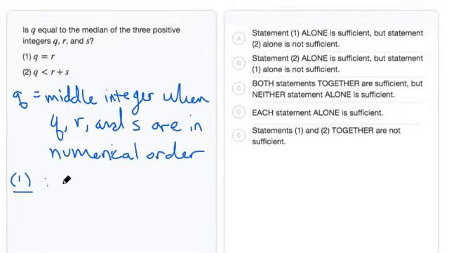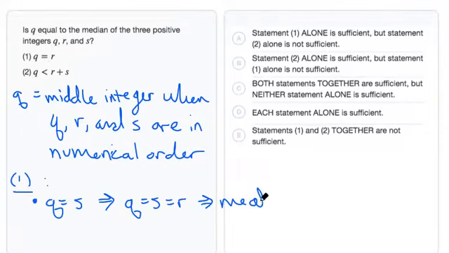it's given that q equals r. So let's look at a couple of cases. Let's suppose that q is equal to s. Then all 3 integers would be the same and the median would equal q. So q would equal s would equal r, and the median would equal q. So the answer to the question would be yes.